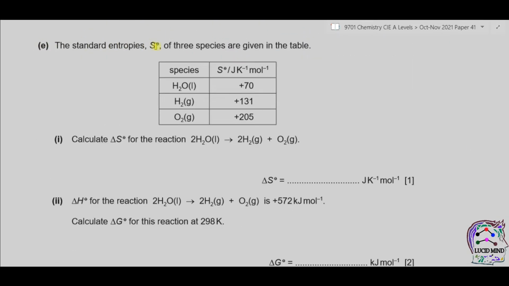Part E, the standard entropies of 3 species are given in the table. We have water liquid, hydrogen gas, oxygen gas. Calculate entropy change for the reaction. We have H2O, it converts into hydrogen gas and oxygen gas. Now for entropy change, we know the formula. Entropy change equals total entropy of products minus total entropy of reactants.